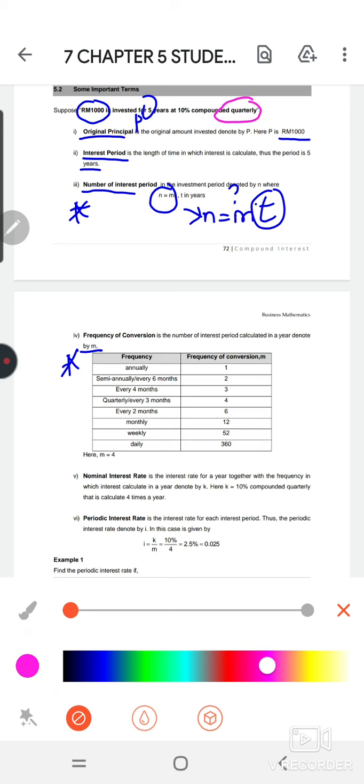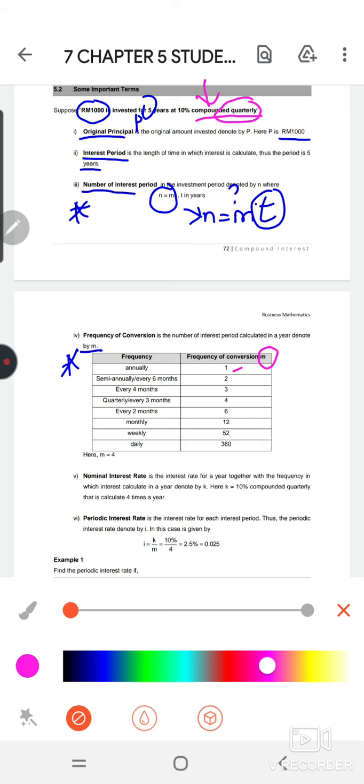Bila compound interest, dia akan ada ayat compounded quarterly. Okay, for example this one, compounded quarterly. Dia ada perkataan compounded. So kalau quarterly, kita tengok kat sini. Kalau annually, this one is M. So M equals to 1. Maknanya dia cuma compound sekali dalam setahun. So dia kira dalam setahun. So kalau dia ada perkataan compounded annually, so your M is 1.